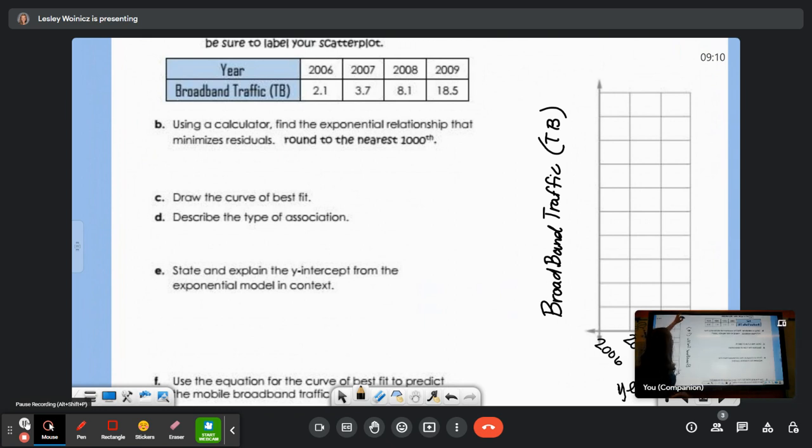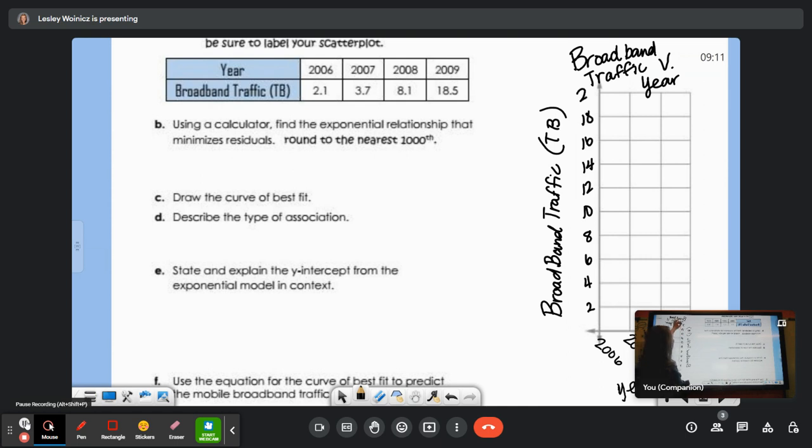Okay, so this is broadband traffic versus the year. Okay. We've got to get all the way up to 18.5. 1, 2, 3, 4, 5, 6, 7, 8, 9, 10. I'm going to count by twos. So we're going to say that this is 2, 4, 6, 8, 10, 12, 14, 16, 18, and 20.